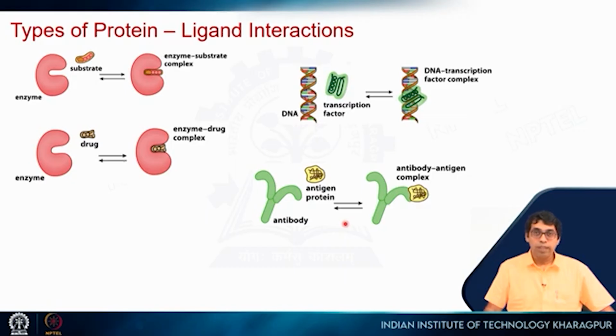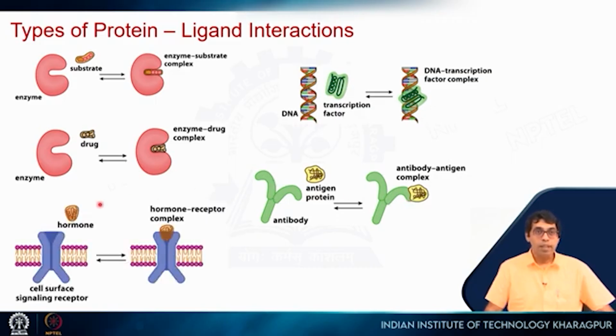Then we will also see later on in this course that proteins can interact with other proteins or other small molecules. So, this Y-shaped protein that you see, these are called antibodies and they can interact with other proteins or other molecules which are called antigens. So, antibody antigen interaction is another example of a protein ligand interaction.